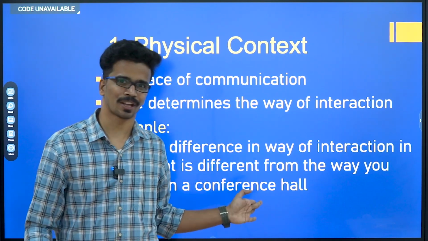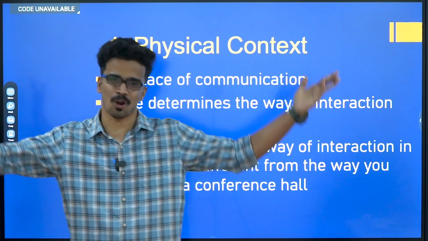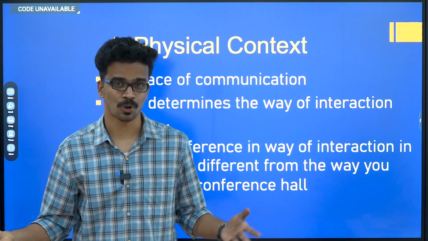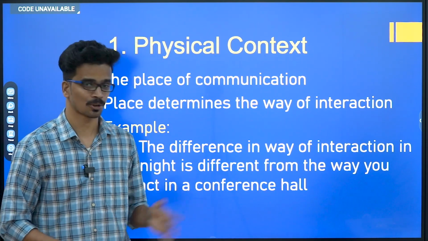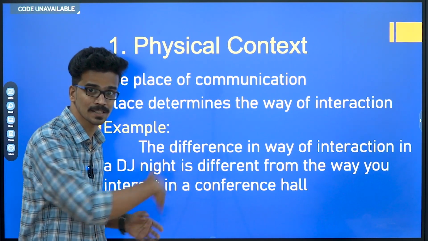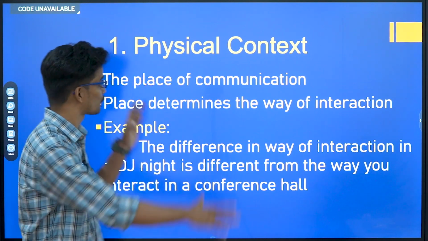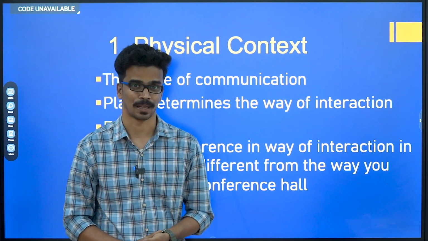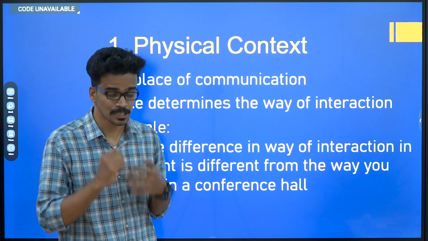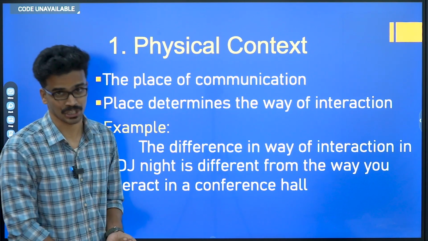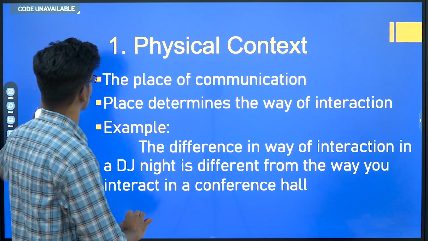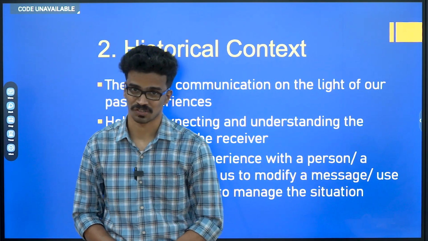But is that the way you communicate in a DJ night? There you have to shout out, right? Then only the other person will be able to hear. You all will be cheering. So is that the very same kind of method or the very same kind of communication that you might indulge in both these places? No. That is where physical context comes into play. The way you communicate to the other person is determined by the place of your interaction. That is physical context.